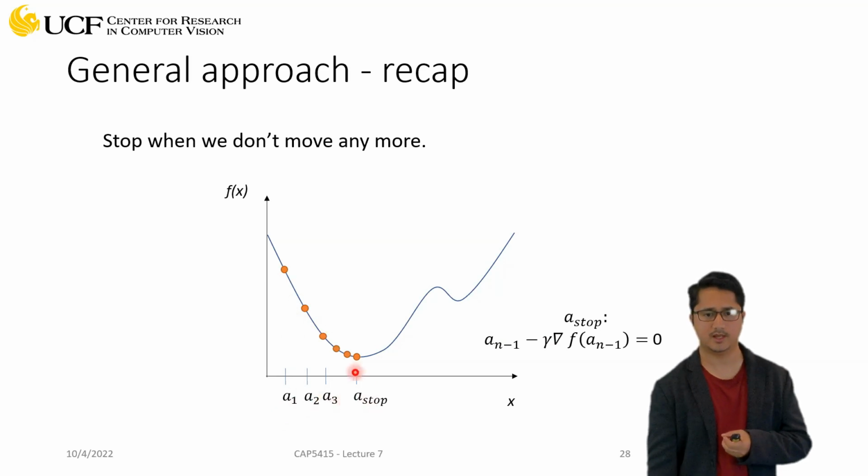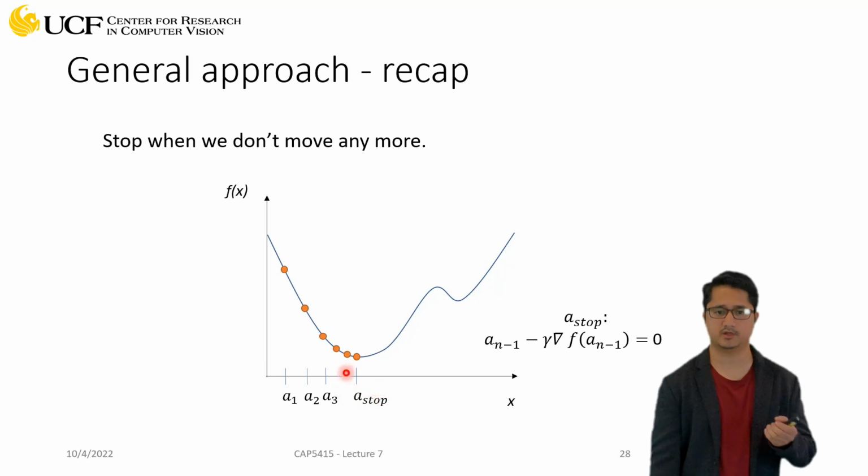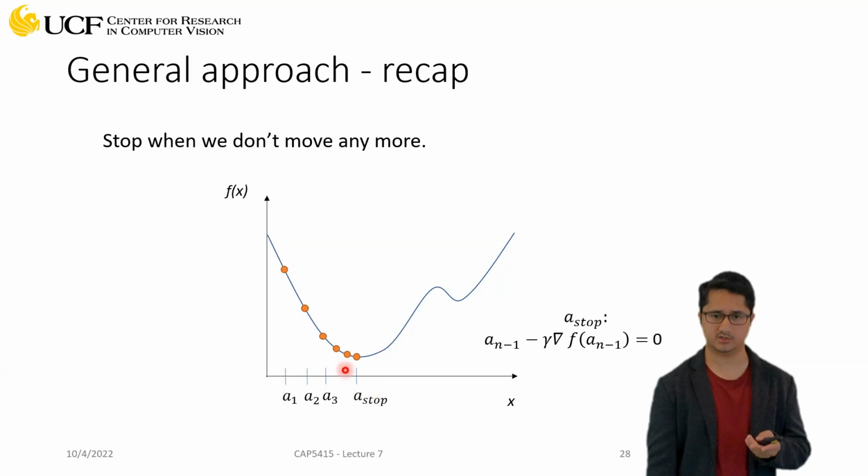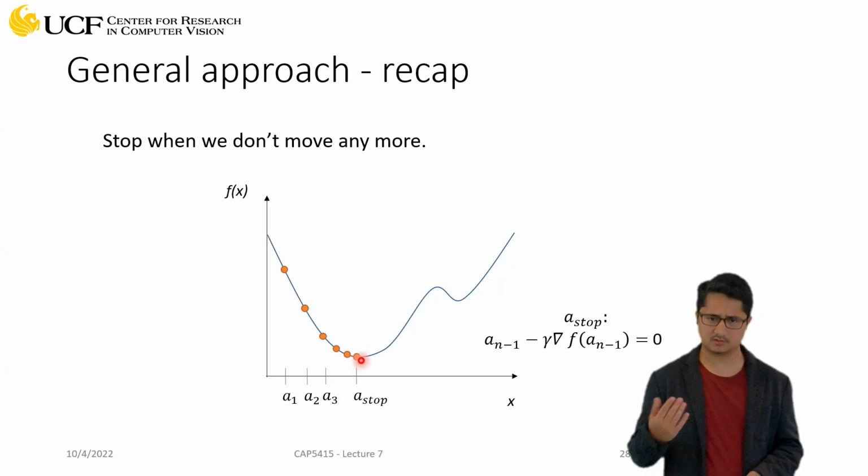So this is trying to control the step size as you move from A1 to A2, A3, and A stop. Eventually, if your value is not changing, because in this case the gradient will be almost 0, that's the stopping criterion. You say you have reached the local minimum, and that's when your training ends. So that's the high level idea.